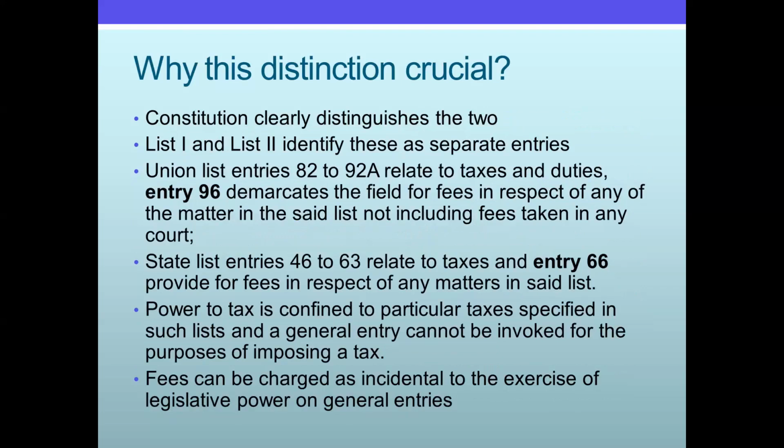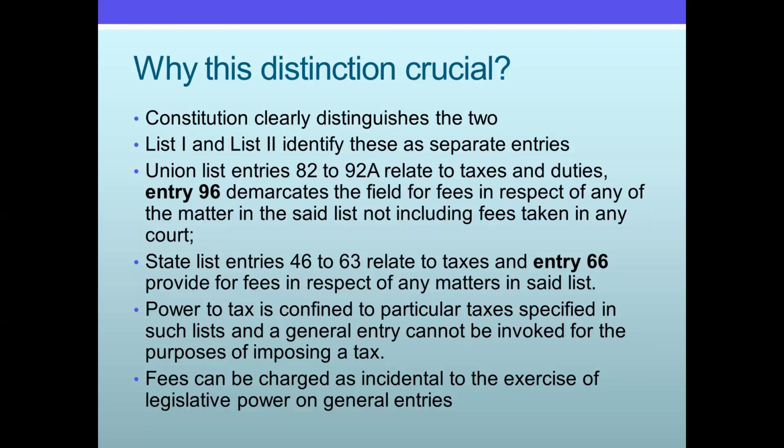when we look at the entries with which we have been engaging for the past couple of classes, what we come across is that you have those dedicated taxing entries. Last class we saw how the lists are arranged, right? You have general entries, you have taxing entries, and you also have a separate entry for fees. When you refer to the Union List, Entry 96 refers to the fees: fees in respect of any matter in the said list, not including fees taken in any court. So court fees are not to be understood in the way in which we are trying to engage with the concept now.